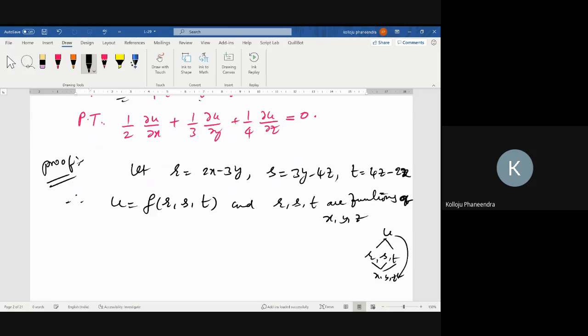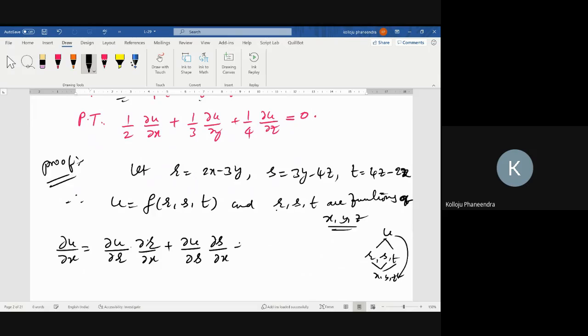So first one, ∂u/∂x. First, u is a function of r here, ∂u/∂r, and r is a function of three variables. Therefore, partial derivative ∂r/∂x, plus u is a function of s and s derivative with respect to x.